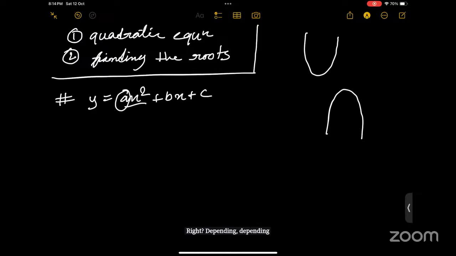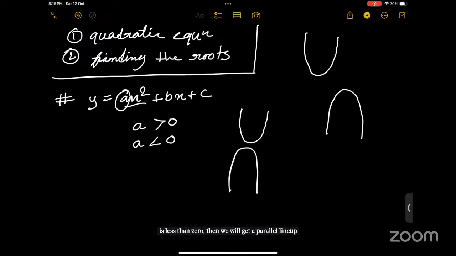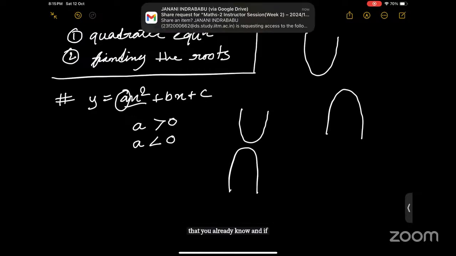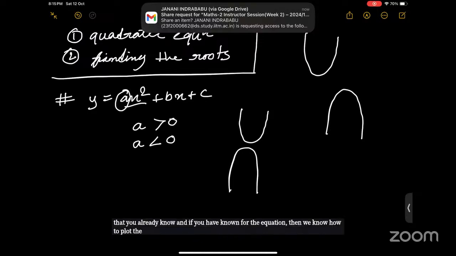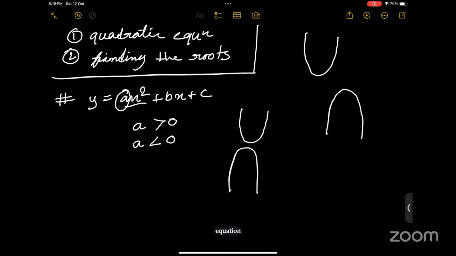Depending on the coefficient of x square, if a is greater than 0, then we will get a parabola like that, that means a parabola in the upward direction. And if the constant a is less than 0, then we will get a parabola in a downward direction, right? That you already know. And if we have some quadratic equation, then we know how to plot the graph of the equation, right?